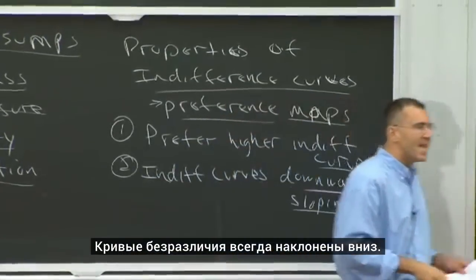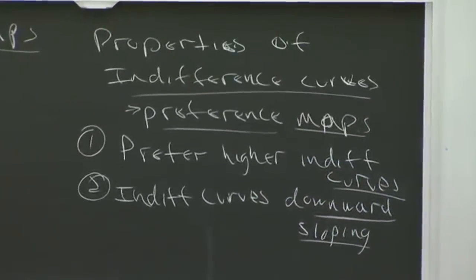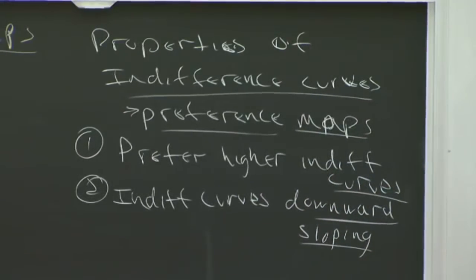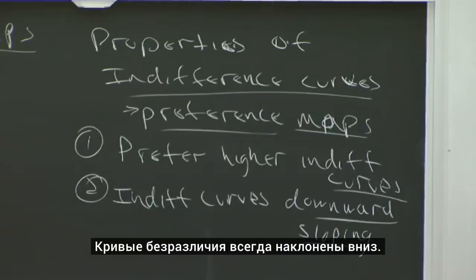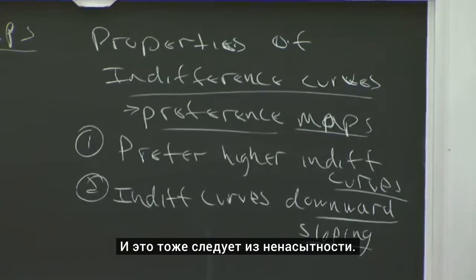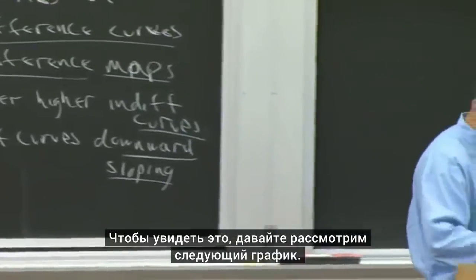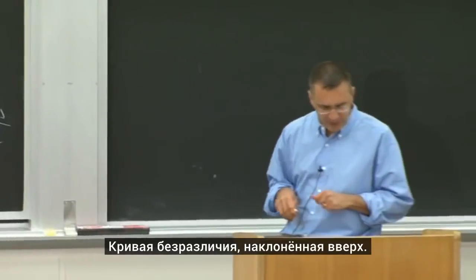Indifference curves are always downward sloping. Okay? Indifference curves are always downward sloping, and that, once again, comes from non-satiation. To see this, let's look at the next figure, an upward sloping indifference curve.